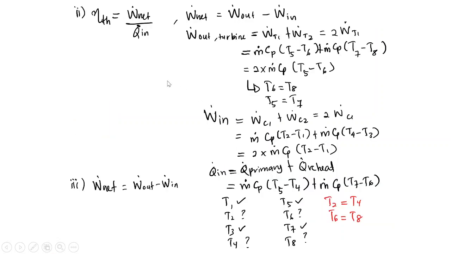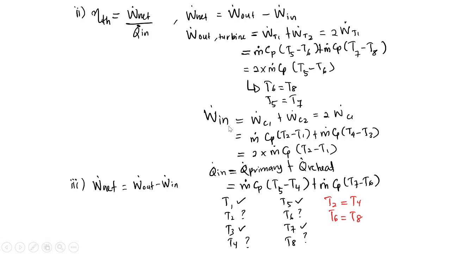Okay, so the efficiency of this system, with net work and in. Net work is turbine work out minus work in. The total is turbine work out. We have two turbines, and they are identical, which means that we have 2 times the turbine work. Okay, so from this equation we can calculate.